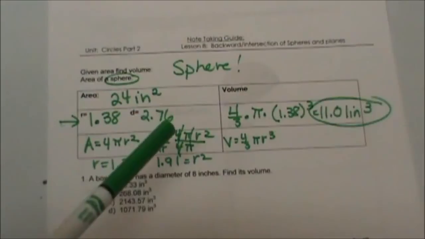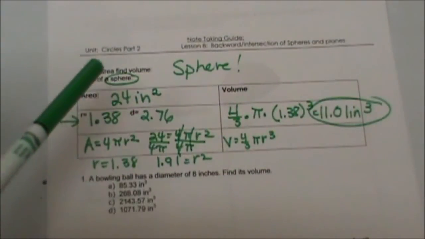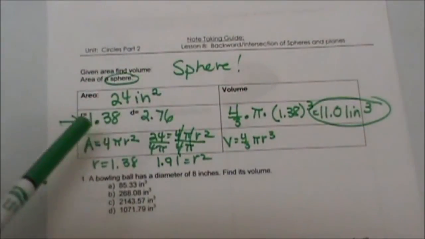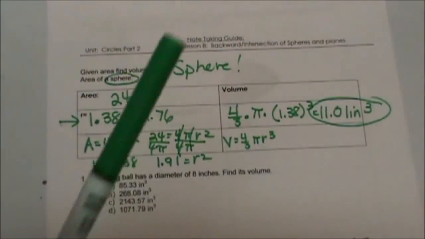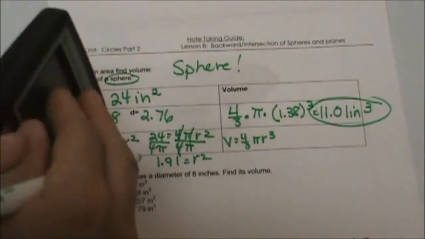So you've got kind of a backwards sphere problem where we're working from the area back to the radius and the diameter, and then using that to find the volume. Okay, so the key is you're always going to want to work from area back to the original linear measurement, and linear measurement to a cube.